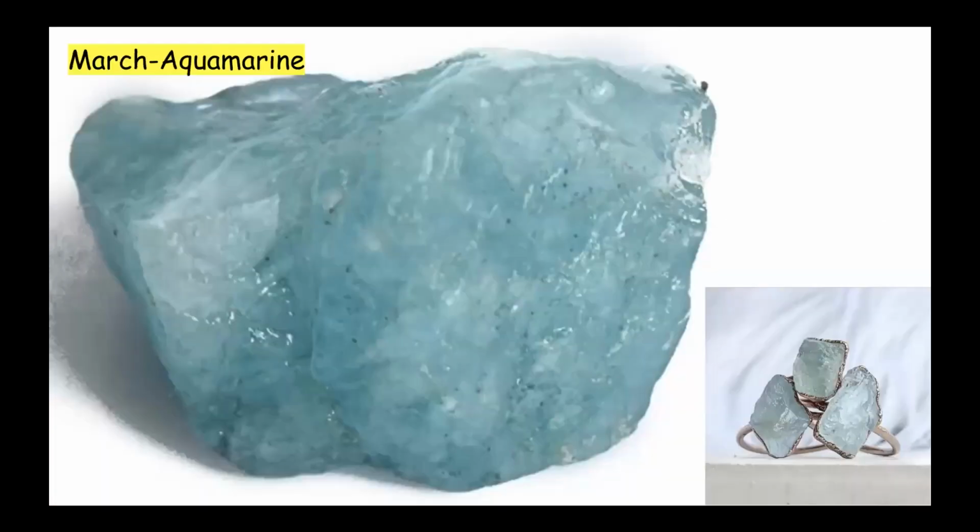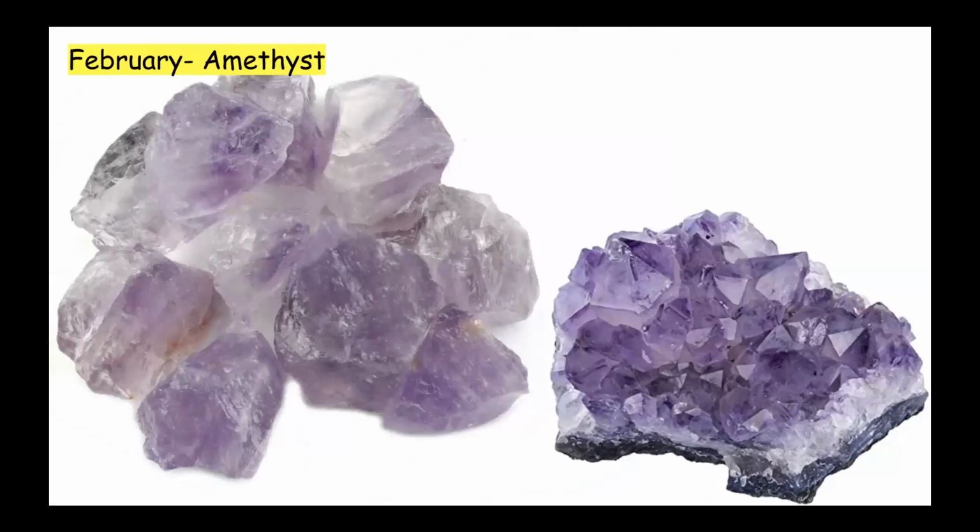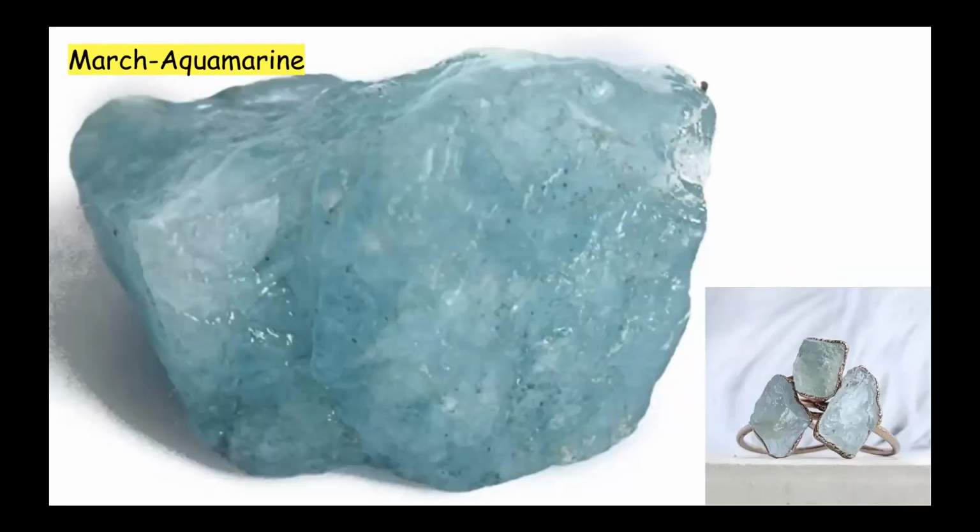If you were born in, oops, I skipped one. If you were born in February, your birthstone is that beautiful purple amethyst. So look at that color and those crystals in this amethyst. If you were born in March, your birthstone is the beautiful aquamarine. So it's that kind of blue-green color.